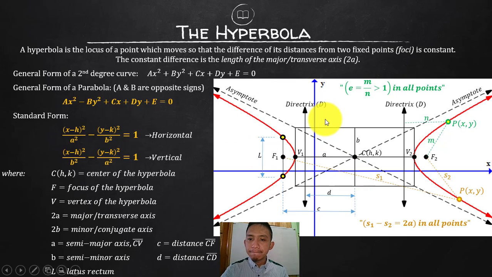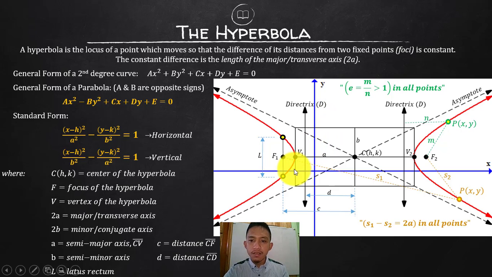It doesn't look like that in my drawing because my scale is not the same for x and y. But if you draw it to scale, you can see that m should be bigger than n. Again, m is the distance to the focus, n is the distance to the directrix. Or consider this vertex here: the distance to the focus is m, the distance to the directrix is n. So m is always bigger than n in the hyperbola, and you end up with a ratio greater than 1, which is true for the hyperbola. So that is your hyperbola.